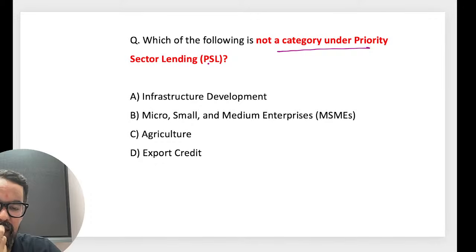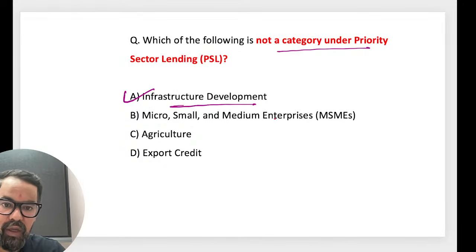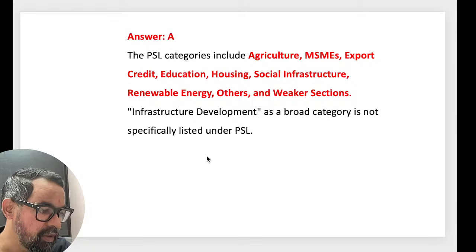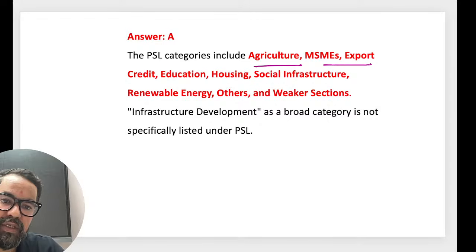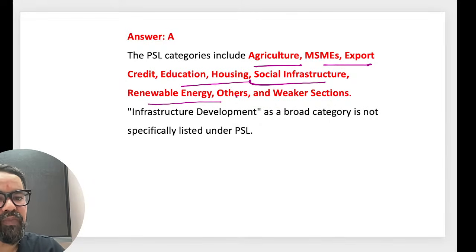Not a category. This also gets asked many times. You have to go through those categories as per the book itself, and it is very simple. So infrastructure does not come under this one. The rest, MSME, agriculture, export credit, they all generally do. D was for the previous question. So these are agriculture, MSME, export, education, housing, social infrastructure.